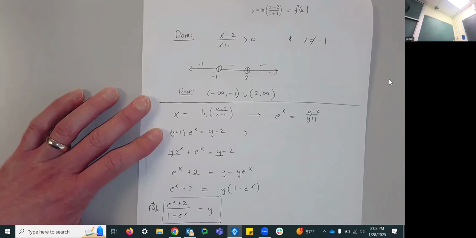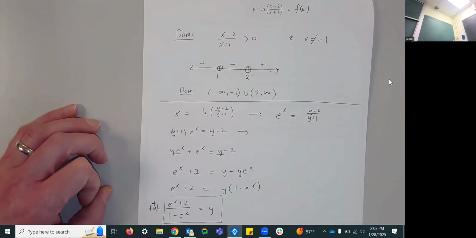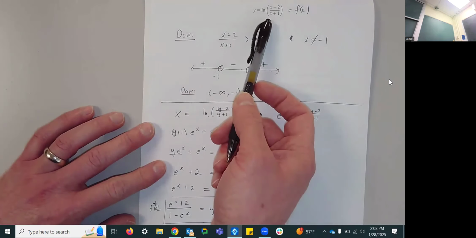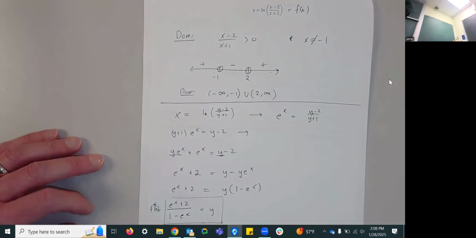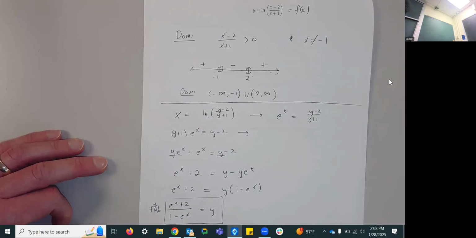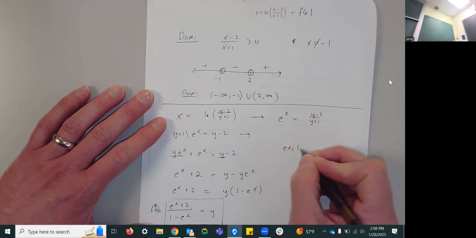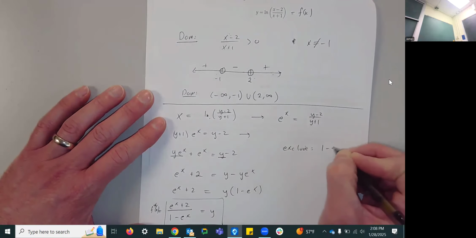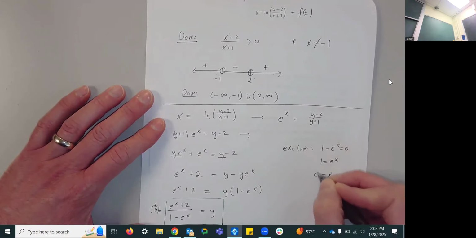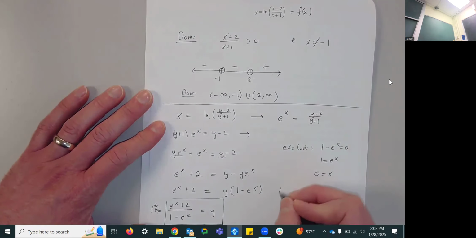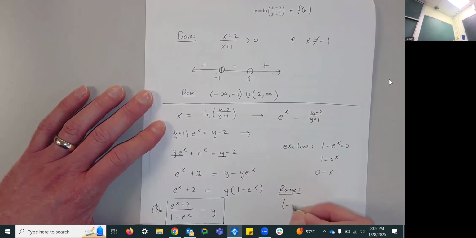Sorry, there's too much paper. So now to find the range of the original function, we're going to find the domain of this function. There's only one thing that's not in the domain, the value of x that makes the denominator equal to 0. So we want to exclude where 1 minus e to the x is equal to 0, or where 1 is equal to e to the x, or where x is equal to 0. So our range is all values except for 0: negative infinity to 0, exclusive, union 0 to infinity.